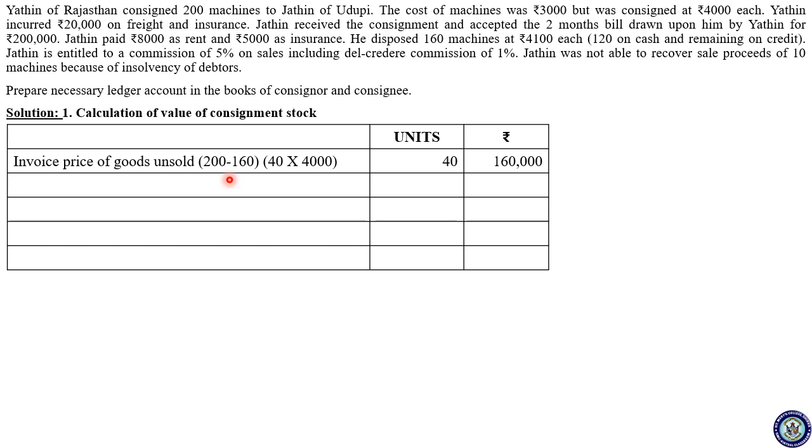In the books of consignee means now everything is with the consignee. Means from the consignee's point of view, you have to prepare now. So this is from the point of view of the consignee. So you can write cost price, but you have to take 4,000.